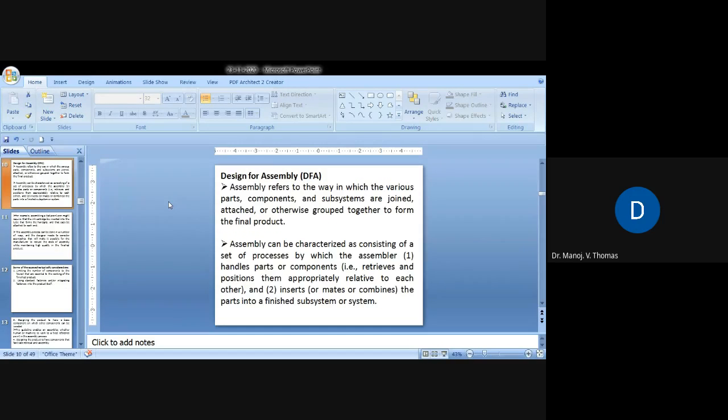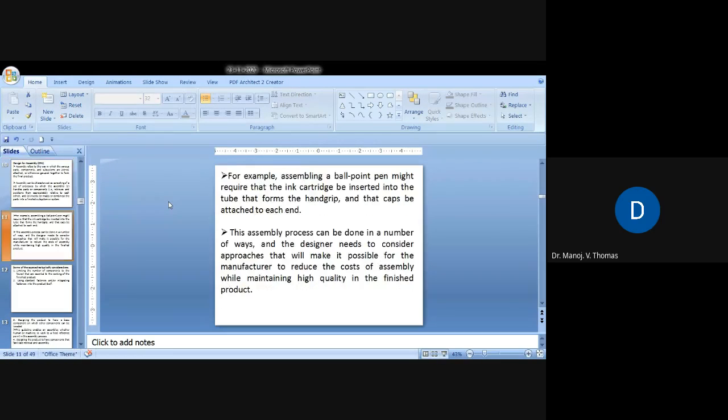This second one is design for assembly. Assembly refers to the way in which the various parts, components and subsystems are joined, attached, or otherwise grouped together. As I told, the example is assembly of a computer, assembly of a laptop. Assembly can be characterized as consisting of a set of processes by which the assembler handles parts or components and inserts the parts into a finished subsystem or system. For example, assembling a ballpoint pen. This is a simple example.